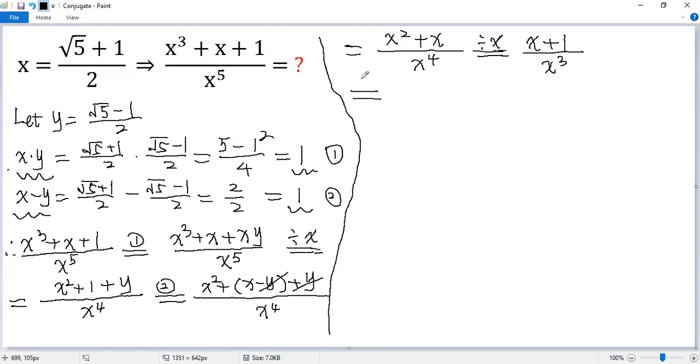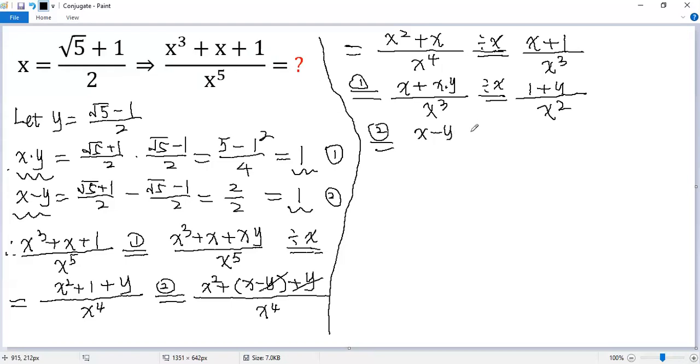Now we apply condition 1 to replace 1 by x times y. So we get x plus xy divided by x cubed. Again, divided by x. So we get 1 plus y over x squared. Now we use condition 2. Again, replace 1 by x minus y. So x minus y plus y over x squared. Cancel negative y and y. So we get x over x squared, divided by x again. So we get 1 over x.